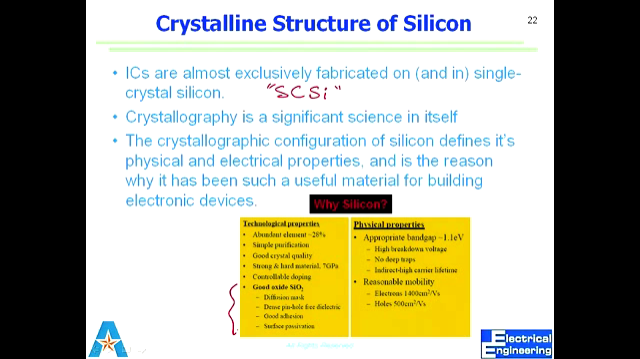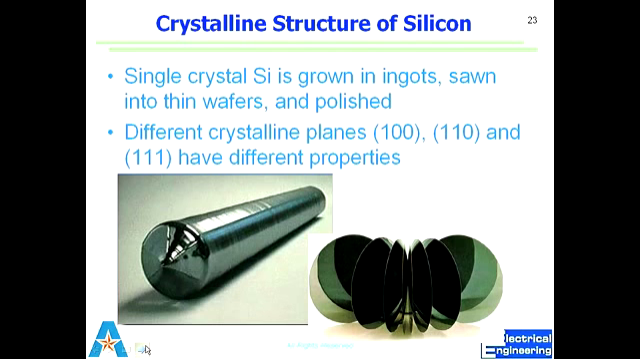So it's grown in ingots, sawn into thin wafers and polished. For silicon, the planes which we get are 100, 110 and 111. We get many more planes for other semiconductor materials, but for silicon, we get these 3 planes. So this would essentially tell me a lot about the simple processing I want to do. And we'll see, we have a lot of characterization for different processes. So for 111, I can easily pull off that information for any process.